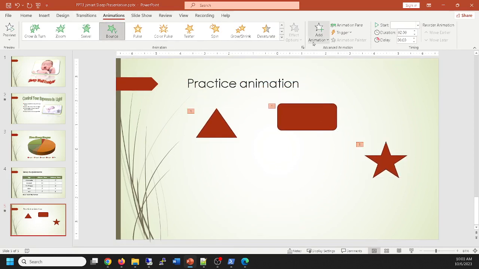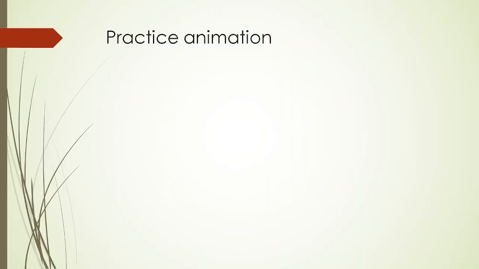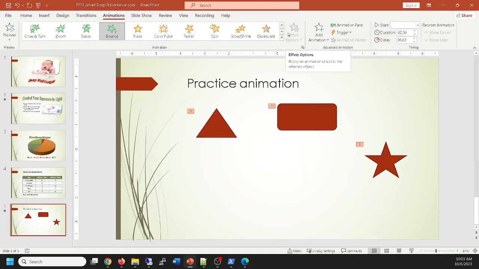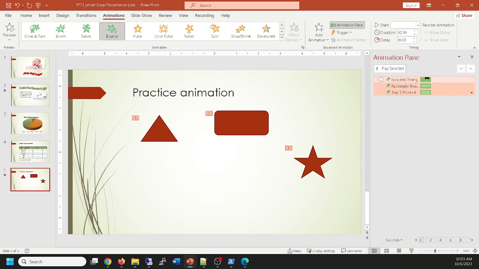With the bounce animation, there are no effect options available to you, although I can change my duration of the bounce or the delay. Notice this, the start doesn't show on click. Let's see what happens when I play this. I'm assuming it is waiting for a click. I click and now they all bounce in. So entrance animation applied to all three objects. I see them all having number 1 on them. That indicates to me, yes, they're all happening at the same time. The animation pane shows they're grouped together, and green because it's an entrance.